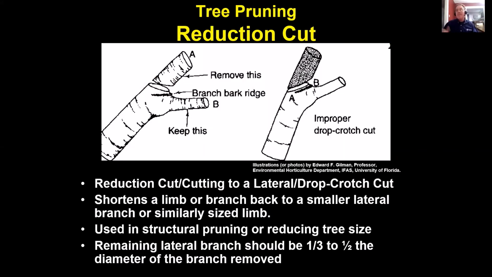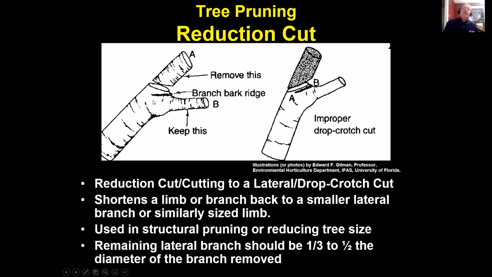Okay, here's the third cut. And the third cut replaces a heading cut. It's the way to shorten a branch without leaving a stub. So what you're doing is you're shortening that branch to a point where there is a lateral branch that is smaller. Now that lateral branch needs to be healthy, right? Needs to be a third to a half the diameter of the branch you're removing.